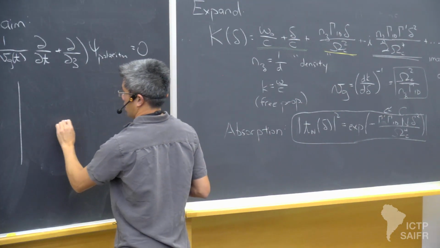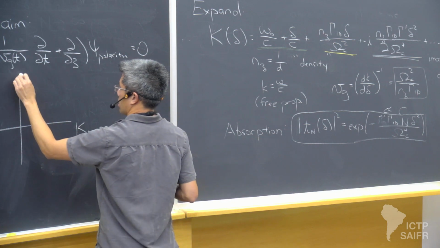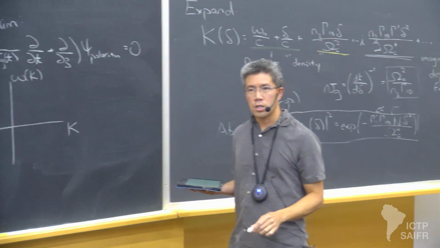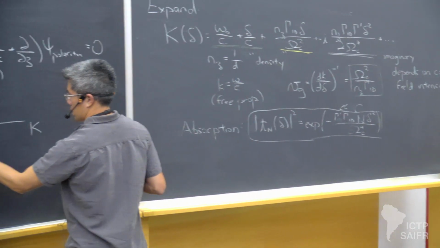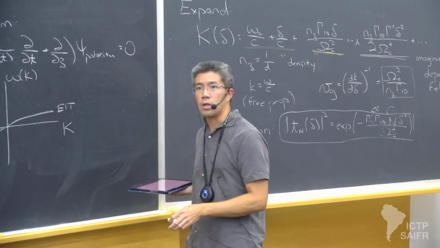So if I were to plot my dispersion relation, it's actually multi-valued. So I have multiple bands. There's one band here that you would call the EIT band, which is the one we focused on.